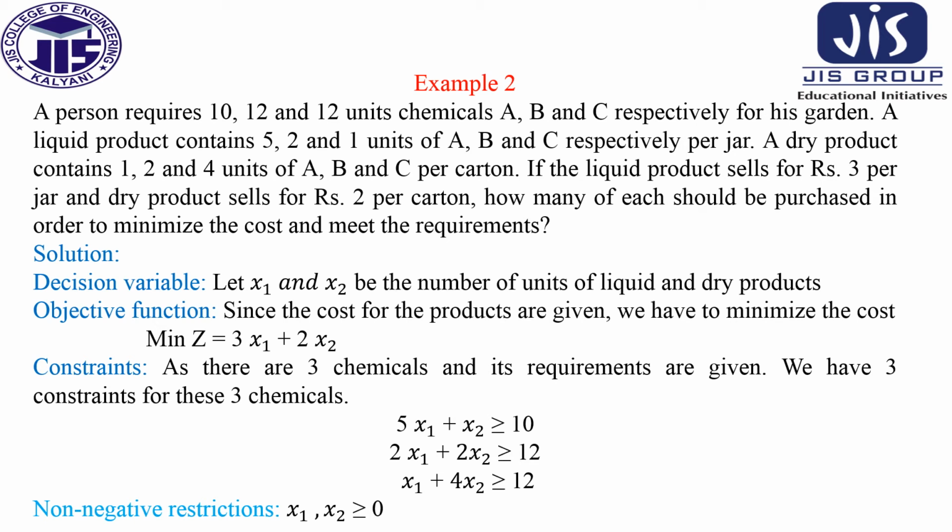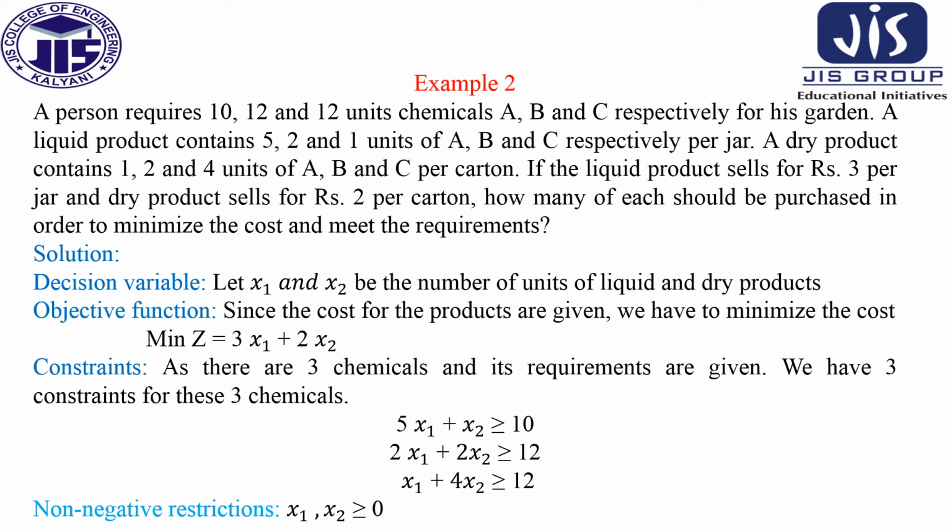First of all we have to find out how many decision variables are required to formulate the LPP. Here two products are there, liquid and dry, so obviously two decision variables will be there. So let x1 and x2 be the number of units of liquid and dry products.